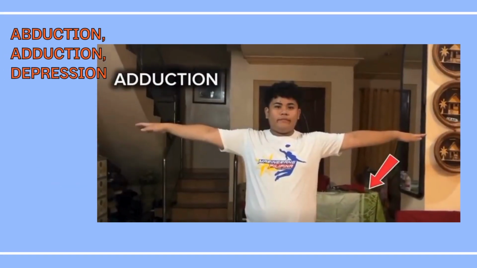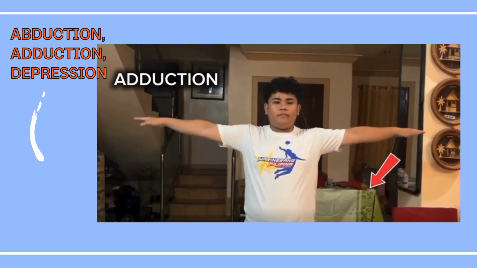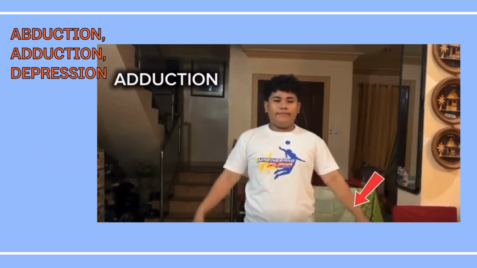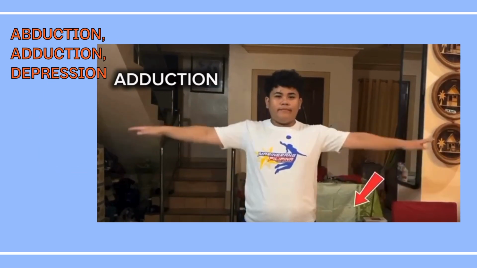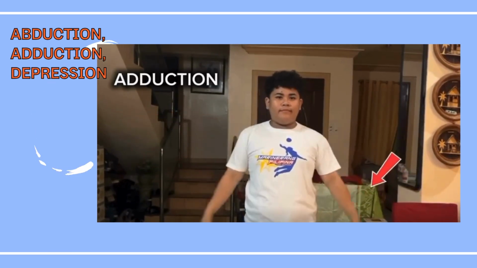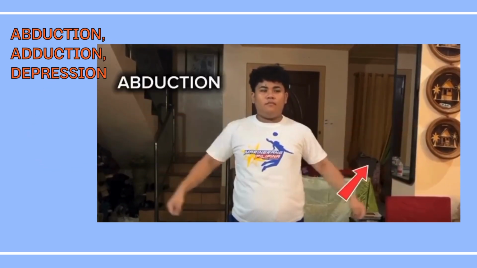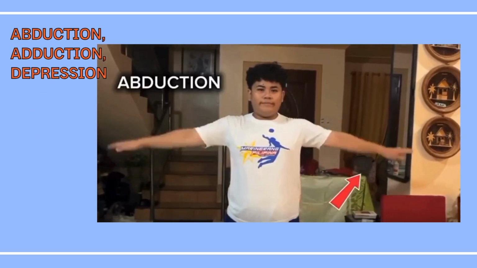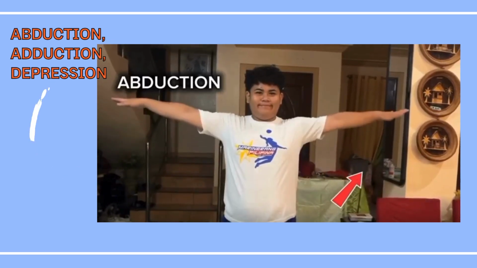Adduction is bringing a part of the body such as the limb close to the main body mass or torso, where your arms are swinging towards the lateral. Abduction is bringing a part of the body such as the limb away from the main body mass or torso, where your arms are swinging away from the lateral.